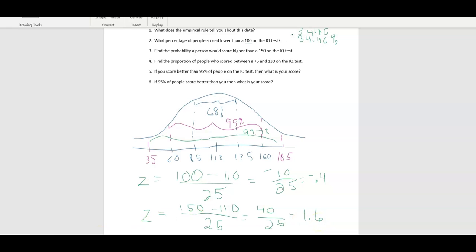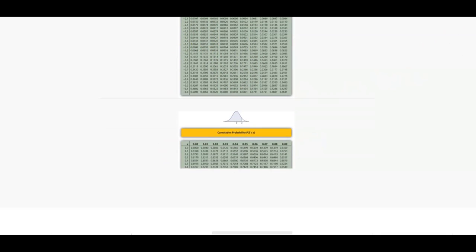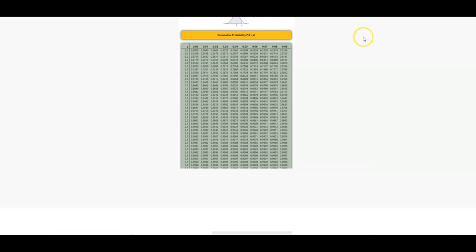So we are going to look up a z-score of 1.6. All right, so I'm going to go back to that chart. And right now, all of these are negative. So I'm going to go further down the chart where we can see the positives. Here they are. And 1.6 is right here, 0.9452.